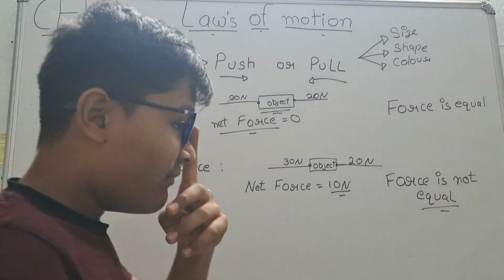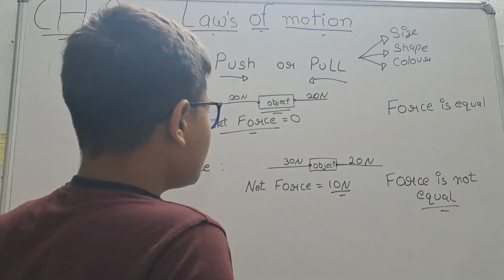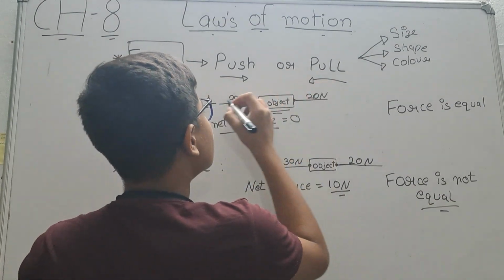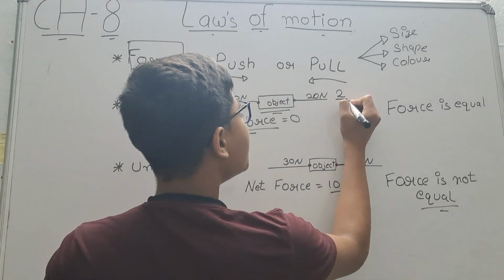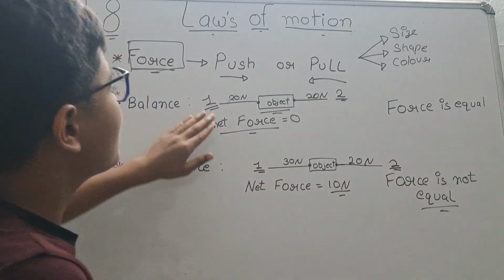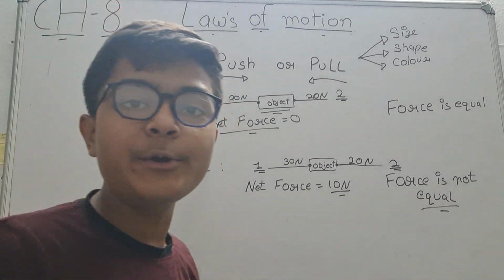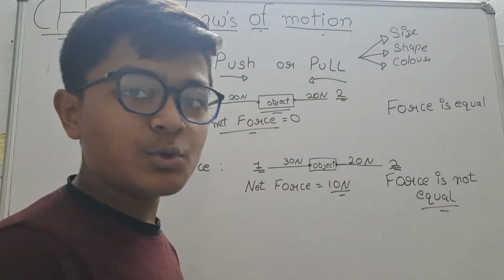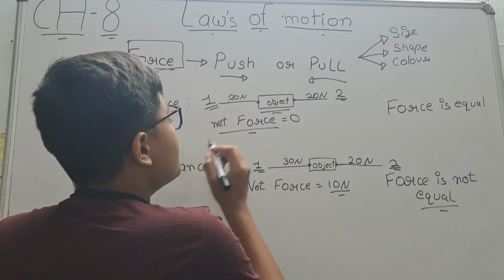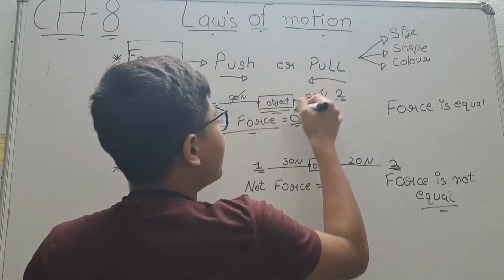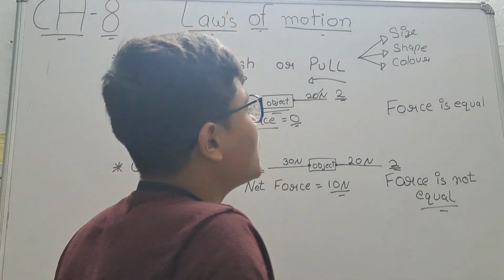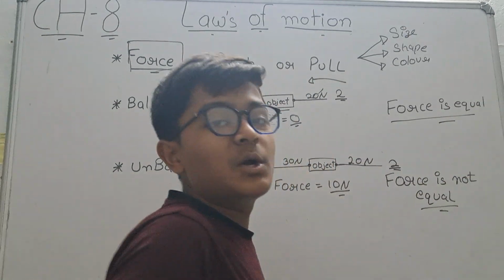What is balanced force? Let's take an example. Person 1 and 2, also over here 1 and 2. Here person 1 is applying 10 Newton of force on a brick, and person 2 is also applying 10 Newton of force on the brick. So the brick will not move because the net force is 0. Both are applying an equal amount of force, so the object will not move. The force from both sides is equal. It is known as balanced force.